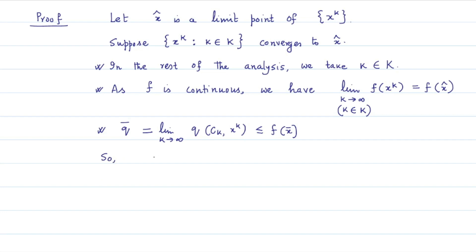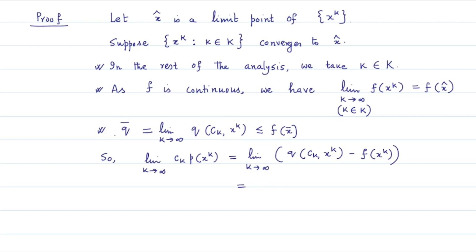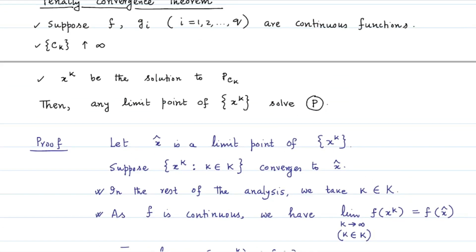So we have now that the limit as k tends to infinity of c_k times p(x_k), by definition, this c_k p(x_k) is q(c_k, x_k) minus f(x_k), and this is equal to, due to this notation, q bar minus f(x hat). So this sequence of real numbers c_k times p(x_k) is converging to this finite and definite quantity q bar minus f(x hat), but we see that this c_k is assumed to be increasing and increases to positive infinity.